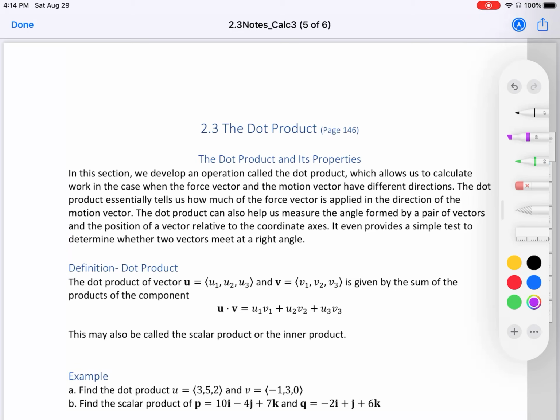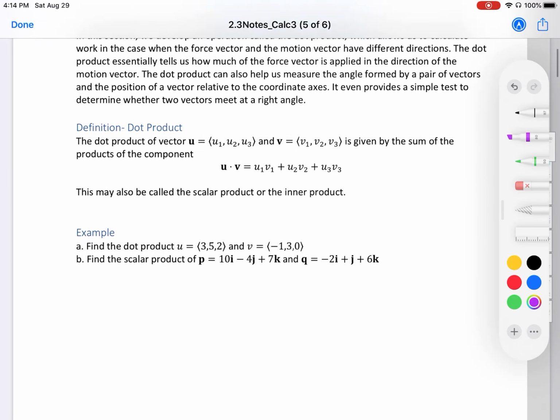The dot product essentially tells us how much of the force vector is applied in the direction of the motion vector. The dot product can also help us measure the angle formed by a pair of vectors and the position of a vector relative to the coordinate axis. It even provides a simple test to determine whether two vectors meet at a right angle.